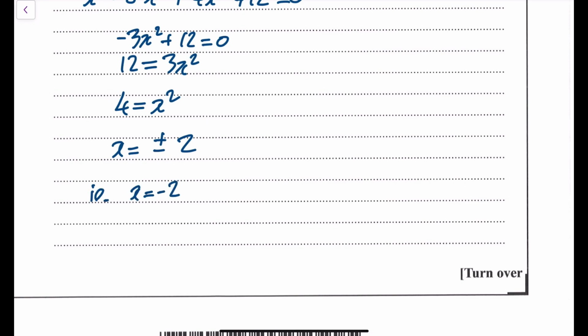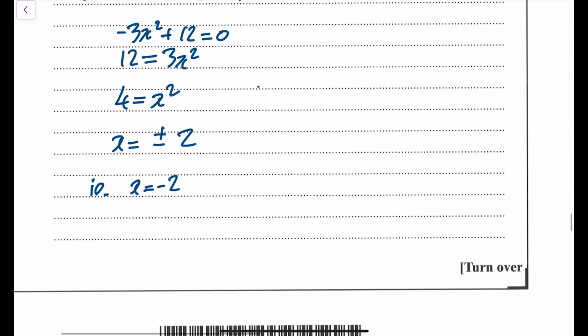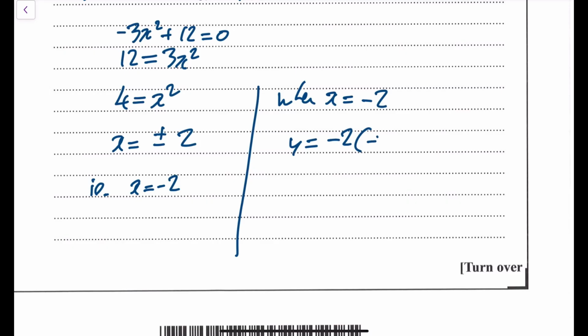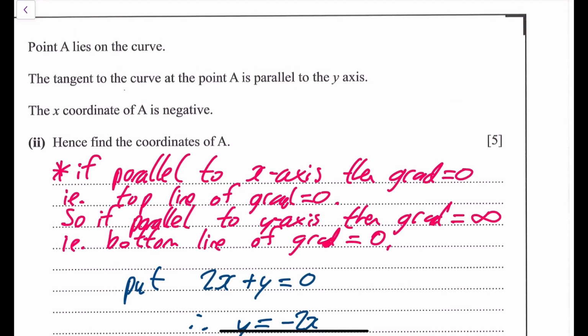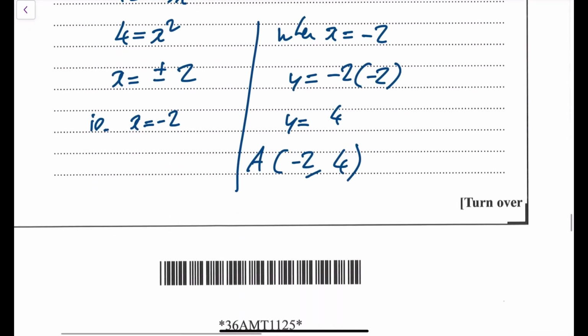Just finish this off here. When x is equal to minus 2, y is equal to minus 2 times x, so minus 2 times minus 2, so y is equal to 4. So the point A is minus 2, 4. Let me just check that's definitely all we need to do. It says the tangent to the curve at point A is parallel to the y-axis, the x-coordinate is negative, hence find the coordinates of A. We've done that, happy days.